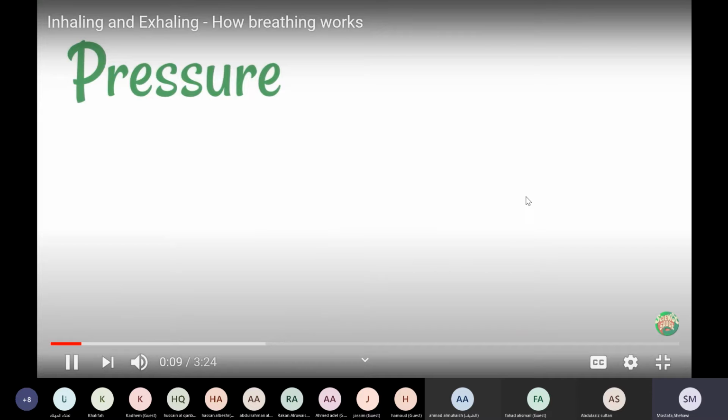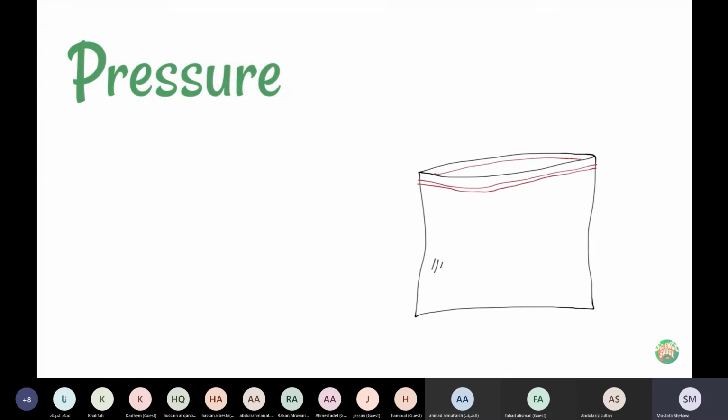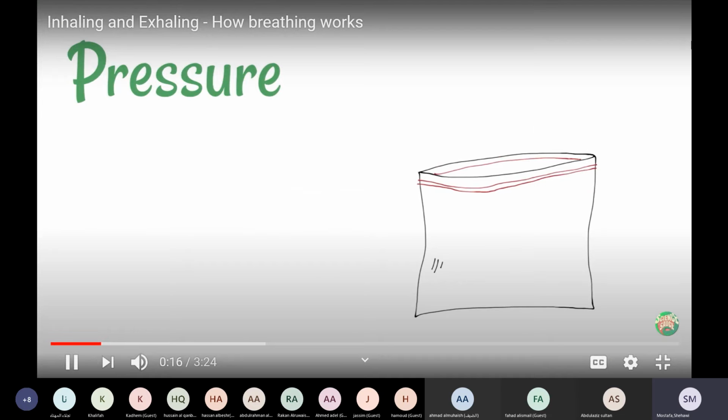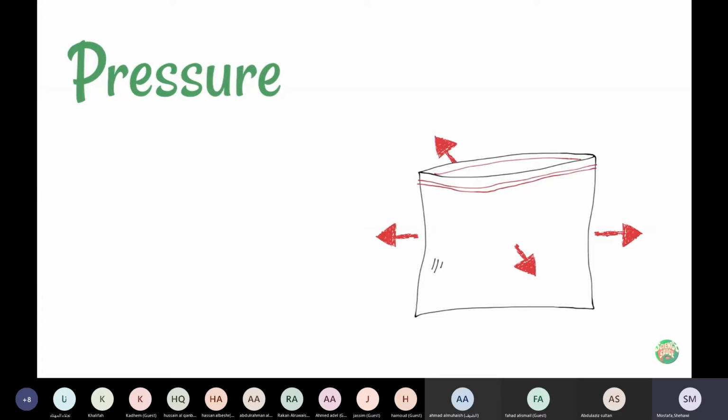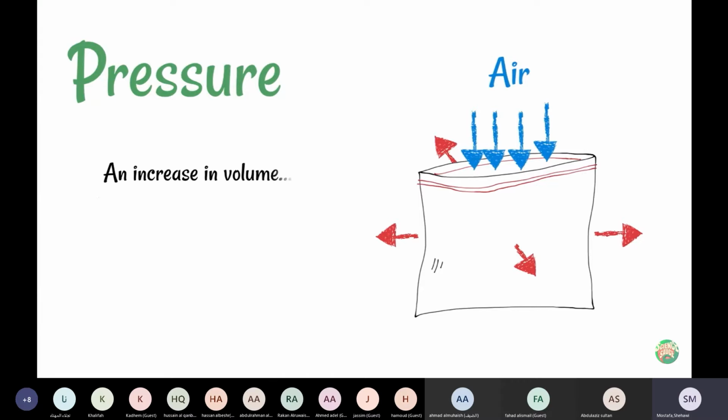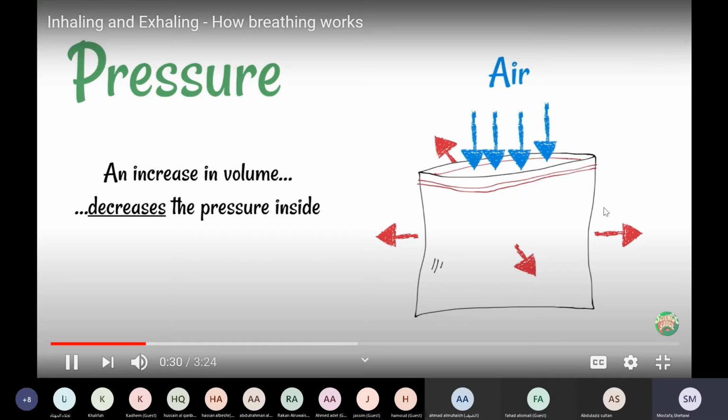To understand how we breathe using the lungs, we've got to have some understanding of pressure. Now let's look at a simple example. Imagine a little food bag, the sort of thing you might pack your sandwiches in. Imagine that we pull on this in every direction. We know that it is then going to fill with air as a consequence. Now what's happening? Well, we've increased the volume, and what this has done is it has decreased the pressure inside of the bag.